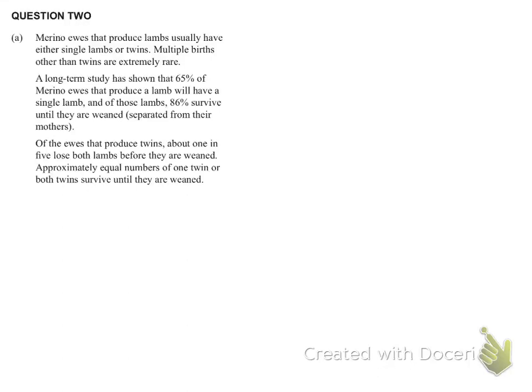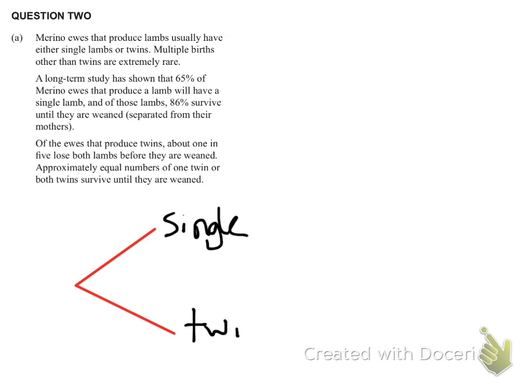So when we're trying to make our tree diagram, we've got to think about what happens. The first stage is that either the mother gives birth to a single lamb, or it gives birth to twins. That's the first step, and we're told that 65% of the sheep will have a single lamb. So we know we've got 65% that'll have a single, and twins is therefore going to be 35%.